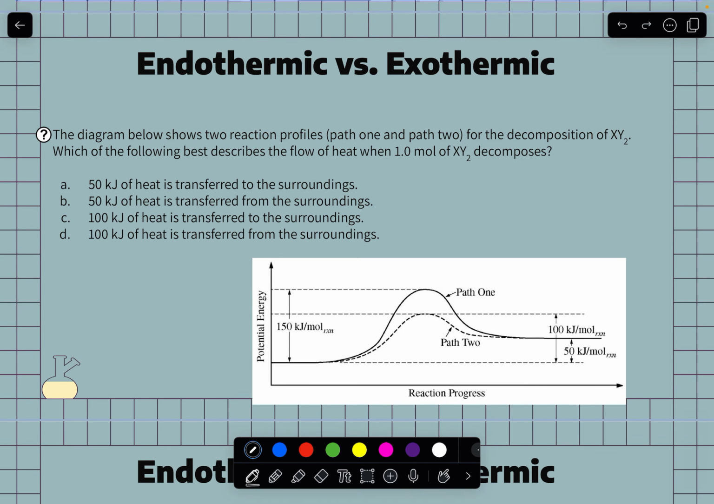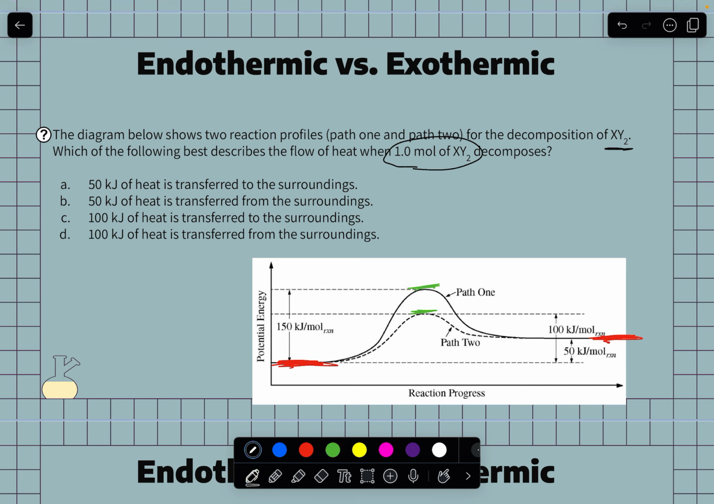Okay. We can also answer a question like this, right? If we have this diagram below with 2 reaction profiles, right? We have 2 paths. One is solid, one is dotted for the decomposition of XY2. Which of the following best describes the flow of heat when you have 1 mole of XY2 decomposing? Okay. So A says 50 kilojoules of heat is transferred to the surroundings. Well, first let's look at this graph, right? Our reactants are here. Our products are here. And then we have 2 activated complexes based on your path.